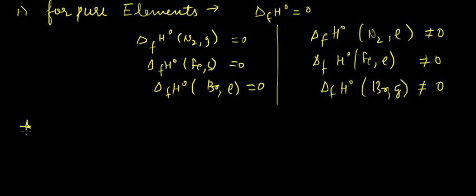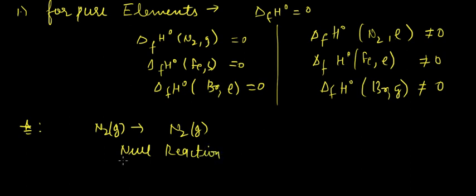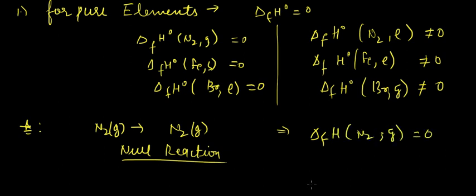Okay. Next, let us see that if N2(g) converts itself into N2(g), then this is an example of a null reaction. Okay, so in this case delta H of formation of N2(g) would be 0.